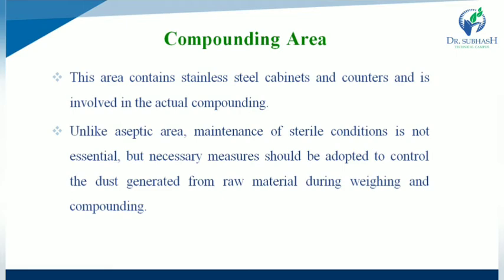So what was the difference between aseptic area and compounding area? In the aseptic area, sterility is maintained, while in the compounding area, sterility is not maintained. It is not necessary to maintain sterility because they adopt control. The compounding area should be maintained under controlled conditions. Why? Because of the dust generated from raw material during weighing and compounding.